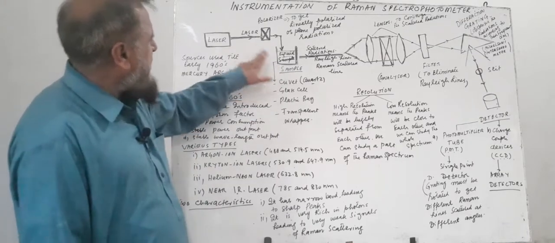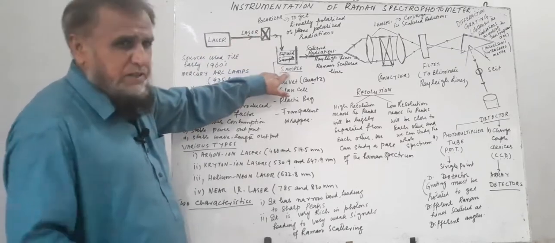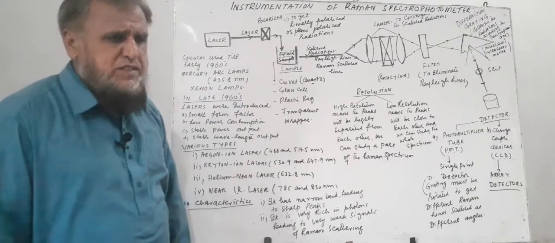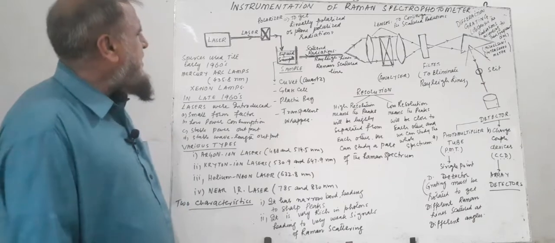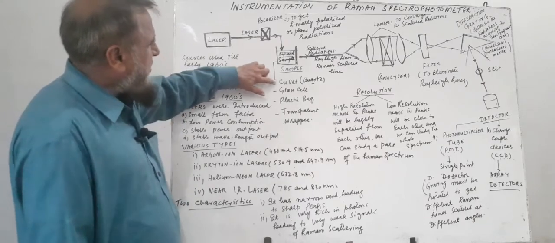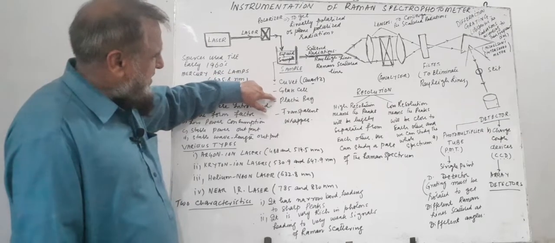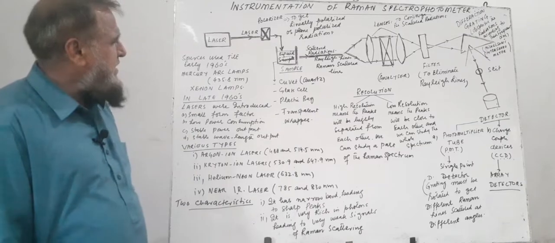The second component of a Raman spectrophotometer is the sample. The main advantage of Raman spectrophotometer is that we can take the liquid sample in any type of vessel. For example, we can use cuvettes, glass cells, plastic bags, or even take the sample in transparent wrappers.